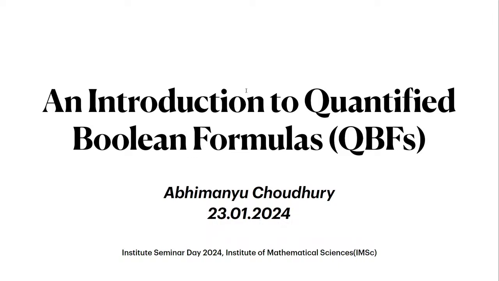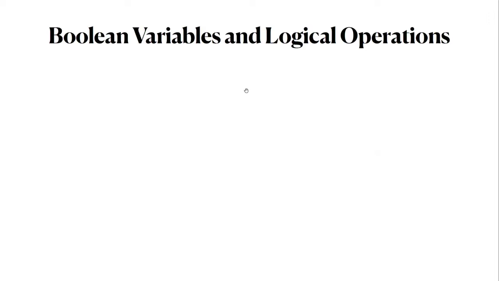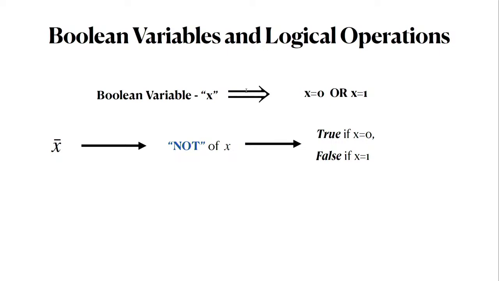I'm going to talk about a basic introduction to quantified Boolean formulas, what they mean, and just give a basic overview. So I'll start with Boolean variables and logical operations. A Boolean variable is just any variable which can take 0 or 1 values. So x is a Boolean variable, x equal to 0 or x equal to 1, these are the only two values allowed. The first logical operation is when I say x bar, I mean not of x, which is basically x bar is true if x is 0 and x bar is false if x is 1.